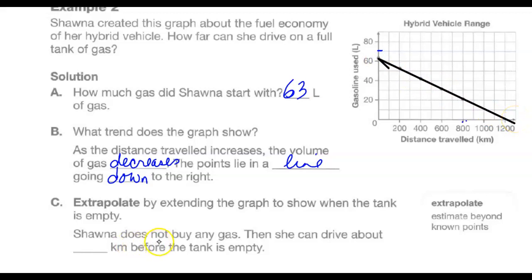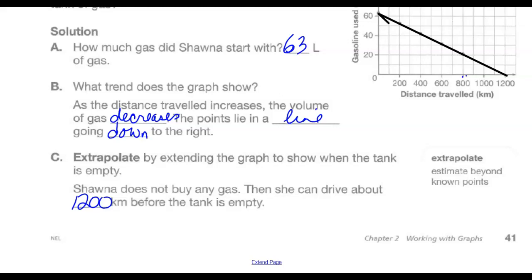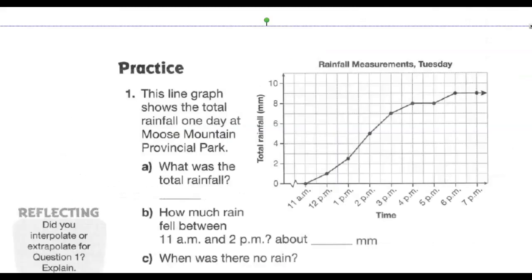Okay, and it looks like when the tank is empty, I shouldn't really go past that, right? Because that doesn't make sense. But it looks like about 1,200 kilometers. If Shauna does not buy any gas along the way, then she can drive about 1,200 kilometers before the tank is empty. Okay, and then the rest are practice questions.